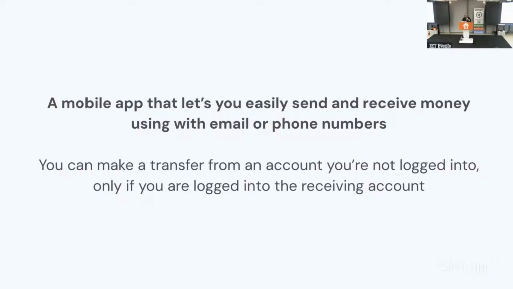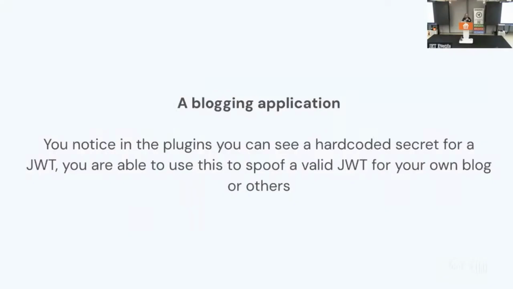So I'm going to do one more little quiz question, and then I'll open the floor to Q&A. It's a blogging application. You notice that when you're testing, the plugins have a hard-coded secret for a JWT, which is a JSON web token. You're able to spoof a valid JWT for your own blog or for others. Stick your hand up if you think that is access control related, API versioning related, authentication related. Yeah, absolutely right. That's a problem with logging in and logging off.